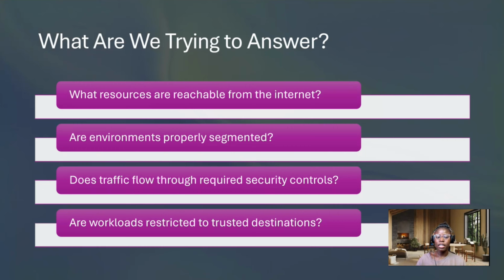What you're trying to answer with the AWS Network Access Analyzer are questions like: what resources are reachable over the internet? Are our environments segmented properly? Is traffic flowing how we want it to, through the required security controls? Are there any workloads that are restricted to trusted destinations? Think of this tool as asking what could talk to what if it tried. It's not about packets, it's not about logs, but the possible network paths based on the configuration that we have set up.